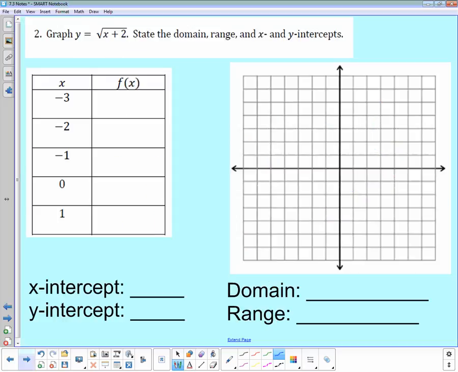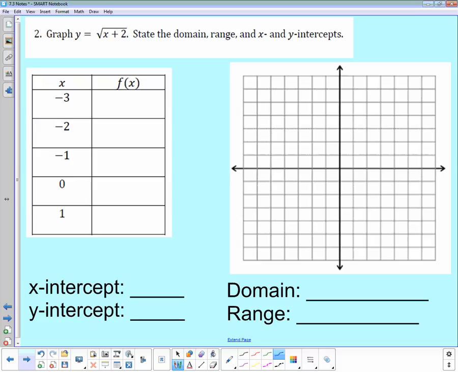So we're looking at our next example. We have graph y equals square root of x plus 2. We need to state the domain, range, and x and y intercepts. So we have our table of values here on the left, and what we're going to do is just plug values into our function and get our y values.